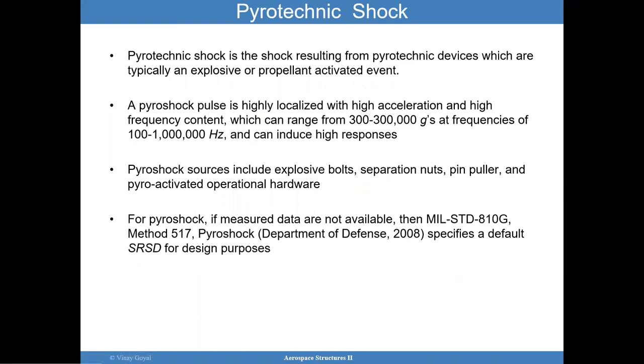Pyrotechnic shock is a shock resulting from pyrotechnic devices, which are typically an explosive or propellant activated event. A pyroshock pulse is highly localized with high acceleration at high frequency content, and can range from 30 to 300,000 Gs at frequencies between 100 and 1 million Hertz and can induce high responses. Pyroshock sources include explosive bolts, separation nuts, pin pullers, and pyro-activated operational hardware. For pyroshock, if measurement data is not available, then you can go to this MIL handbook or MIL standard, and it will provide some examples of that.